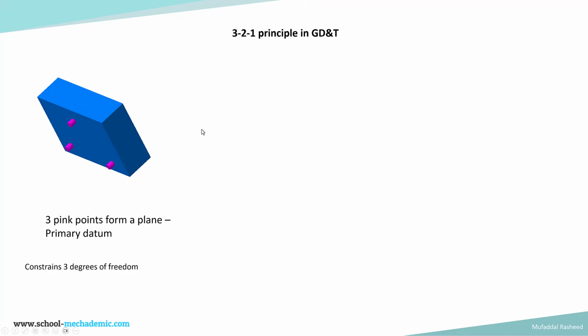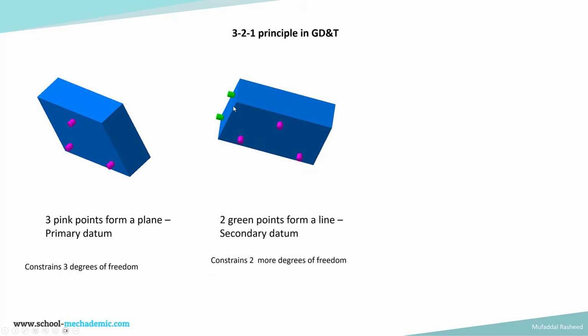and this is the primary datum. Next, 2 points are brought in contact with a plane which is perpendicular to the primary plane, which is this plane. The green color 2 points are brought in contact. This is the secondary datum. This constrains 2 more degrees of freedom. Which 2 degrees of freedom does it constrain? It constrains the rotation about the axis perpendicular to the primary datum. So if you draw an axis perpendicular to the first plane, the primary datum, and you try to rotate the part, it will not rotate because of these 2 points.